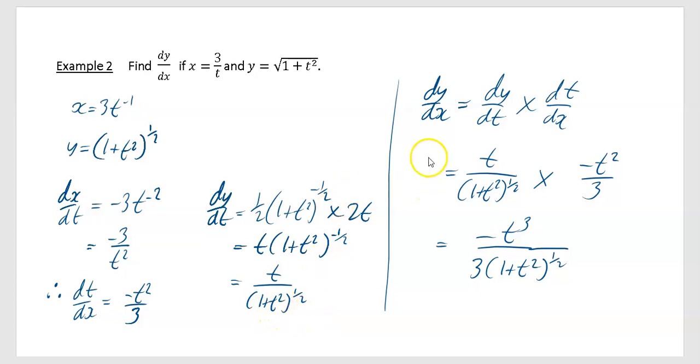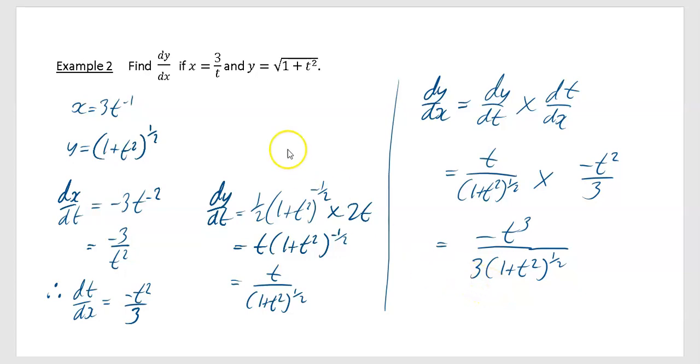Okay, write down your chain rule. It was dy by dx is equal to dy by dt times dt by dx. There's your dy by dt, there's your dt by dx. And then just multiply along the top, you'll have minus t cubed. Multiply along the bottom, you'll have 3 upon 1 plus t squared, all to the power of 1/2.